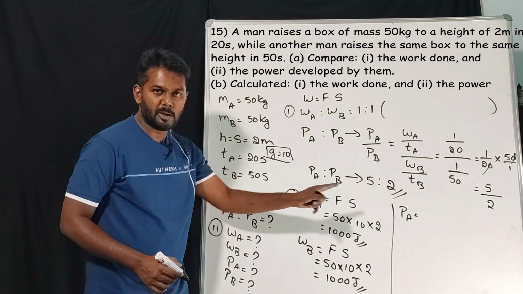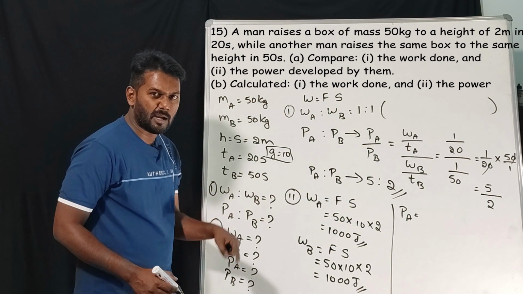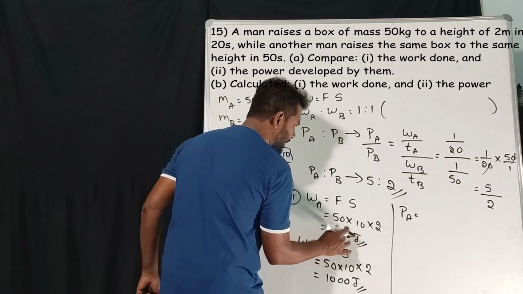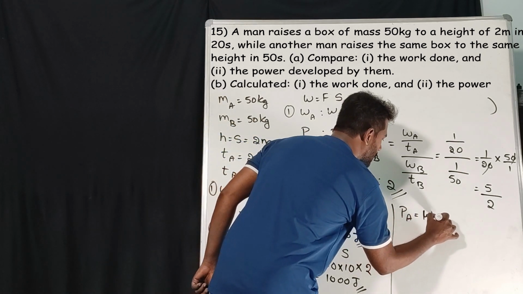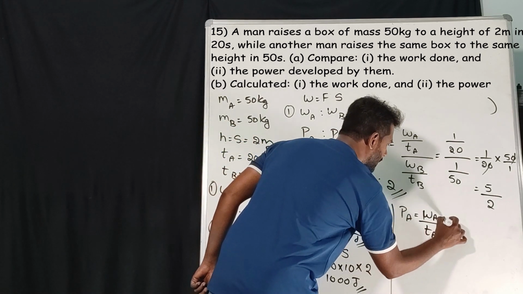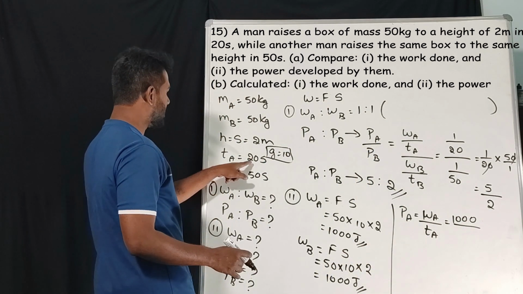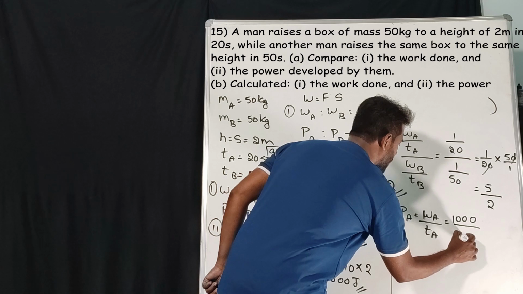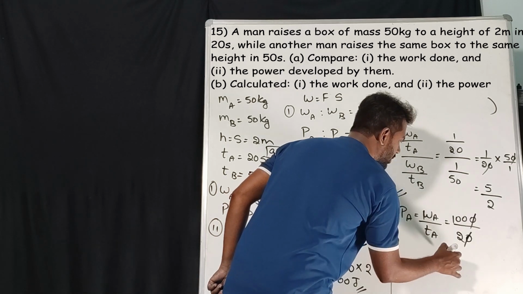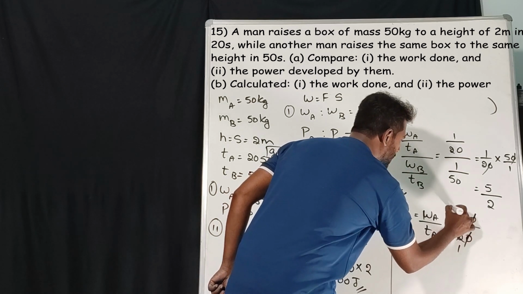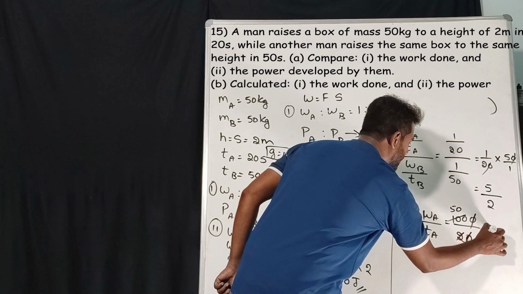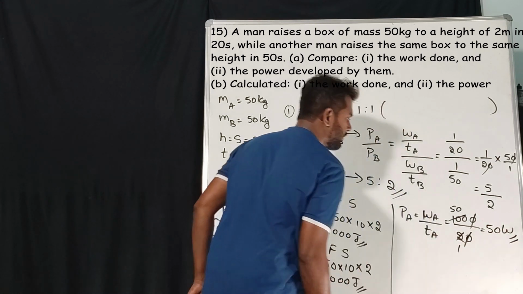Okay, now we will talk about power spent by person A. Power spent by person A depends upon two things, work done by A and time taken by A. So work done by A is 1000 joules, correct? That is 1000 divided by time taken by A, which is 20. The two zeros get cancelled, 2 ones are 2, 2 fifties are, so that is 50 watt.